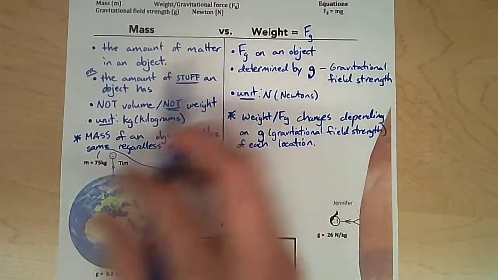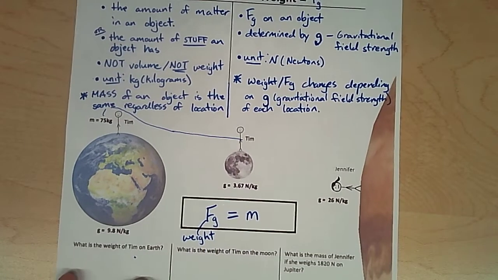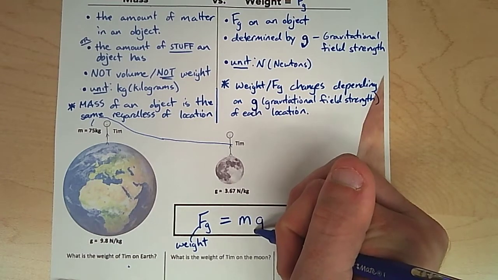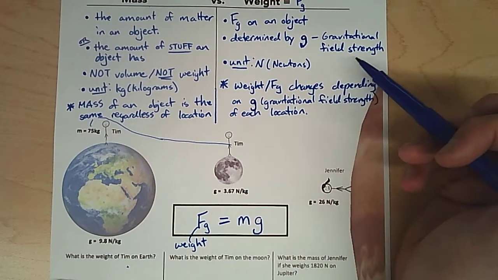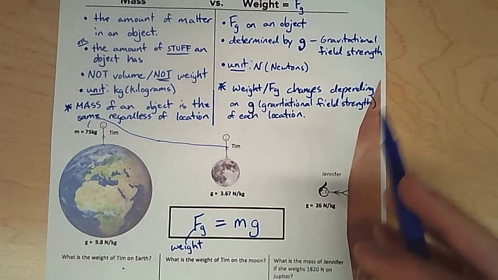So mass and weight are definitely related, because we could see that with the equation, and they're directly related. If your mass goes up, your weight goes up. Right? But it's going to be mass times the gravitational field strength. Remember how much a planet is going to be pulling on you, depending on which planet, which location you're at.